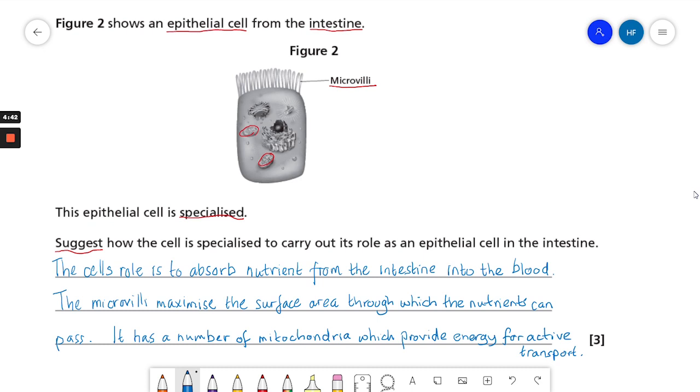Now we've made 3 points there, so that should give us 3 marks. The first to say about the role of the epithelial cell. The second point was talking about the microvilli and the increased surface area, which would be 1 mark. And the final mark would be for saying that it has the number of mitochondria which is needed for active transport.